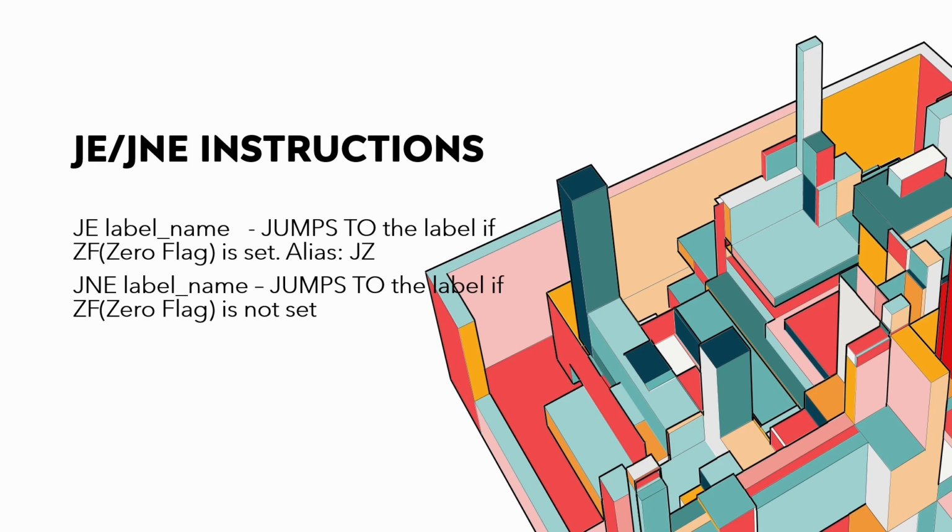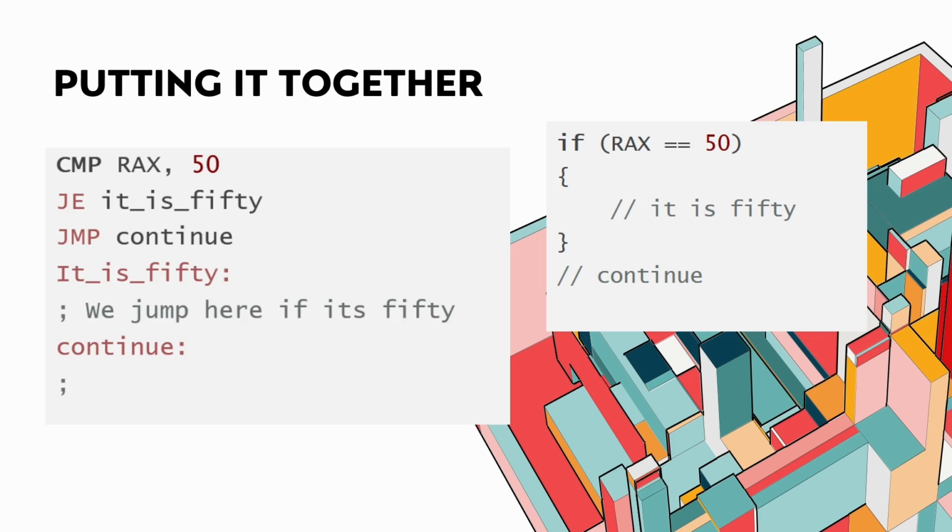Next you have the JNE label_name. This means jump to the label if the zero flag is not set. So you can see by using the compare instruction and the JE or JNE instructions, you can make certain actions happen. So for example, if you look to the right, here we have some C code, and it says if the RAX variable is equal to 50, then run the code inside, which is just a comment that says it is 50. And to the left, you have the equivalent assembly code for that same statement.